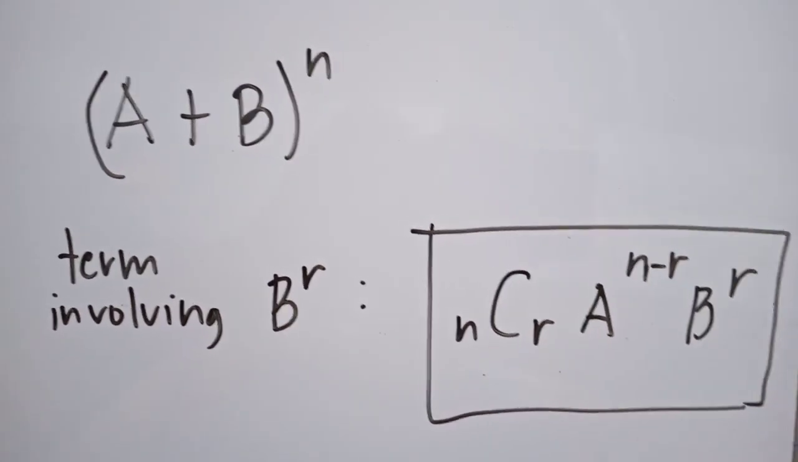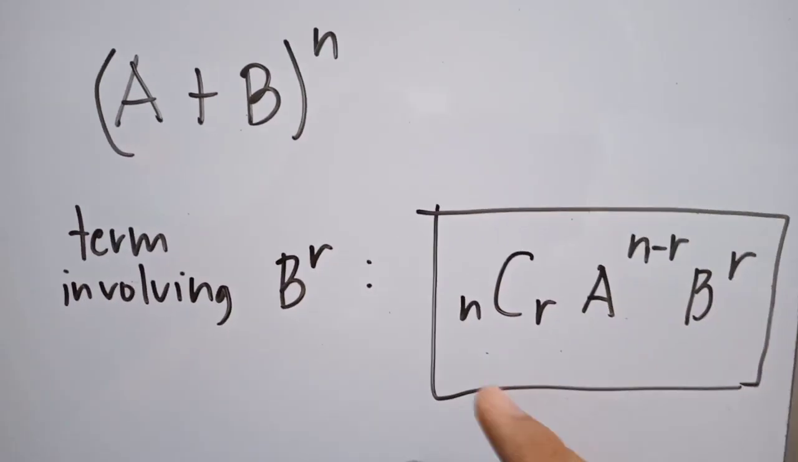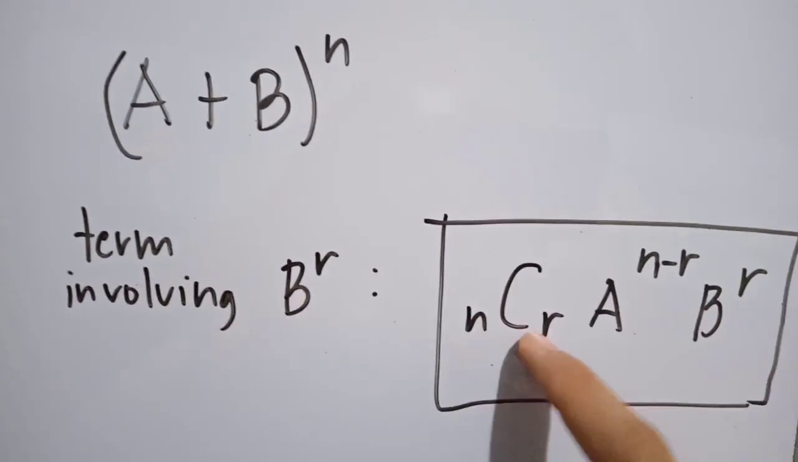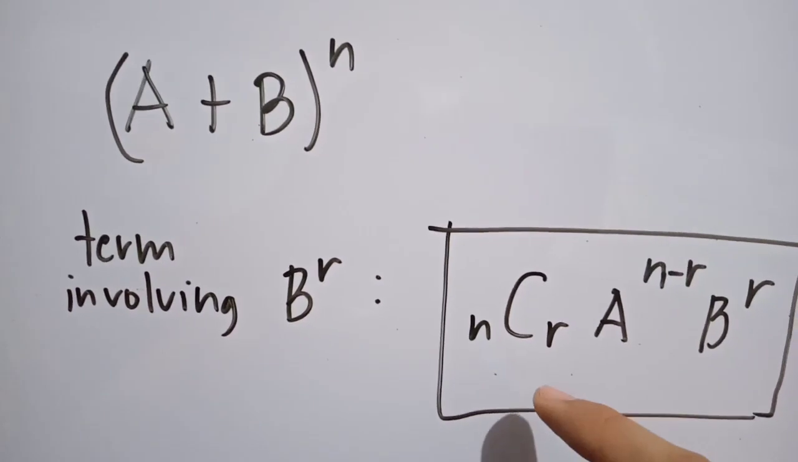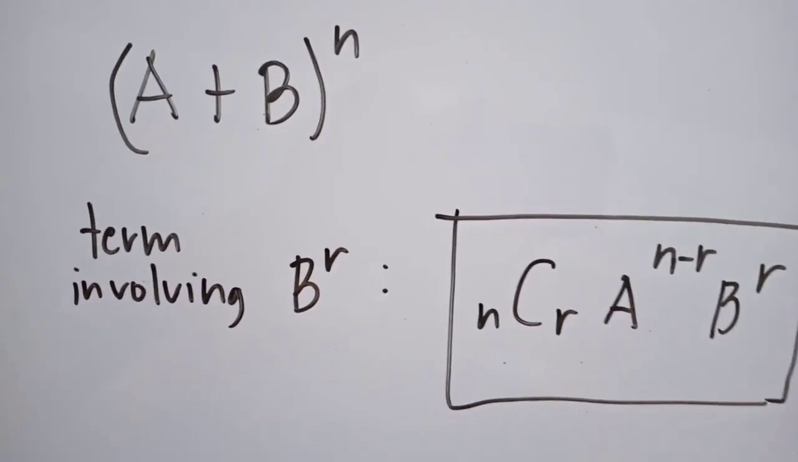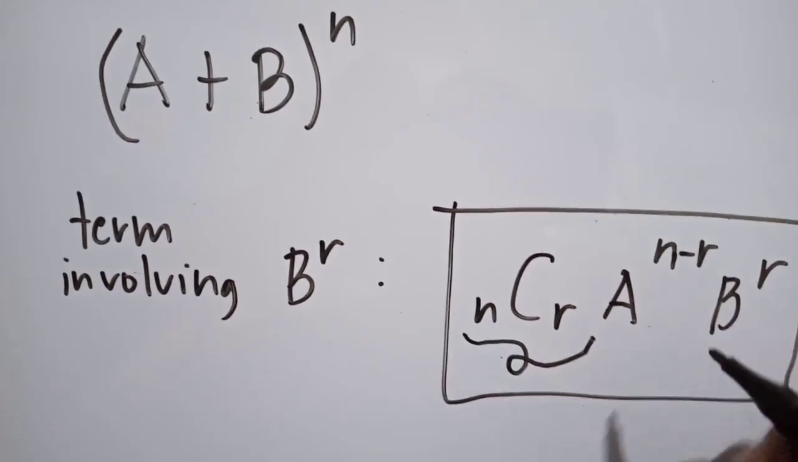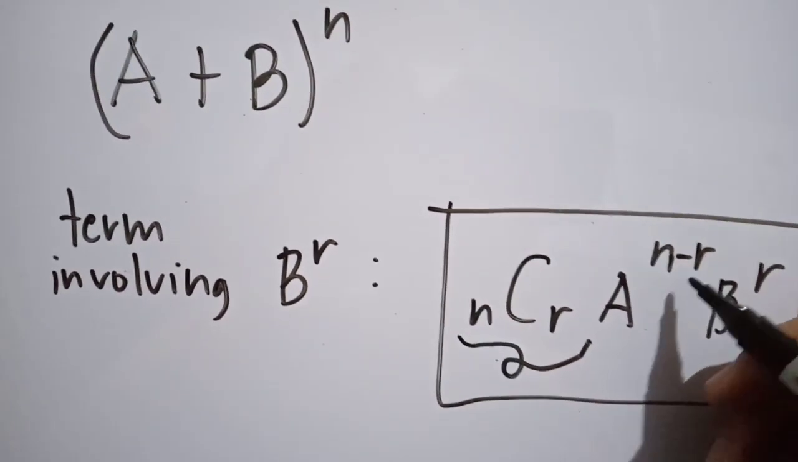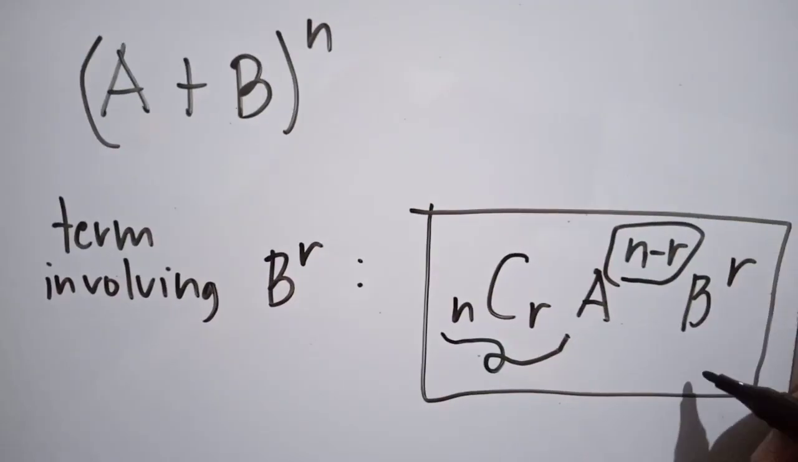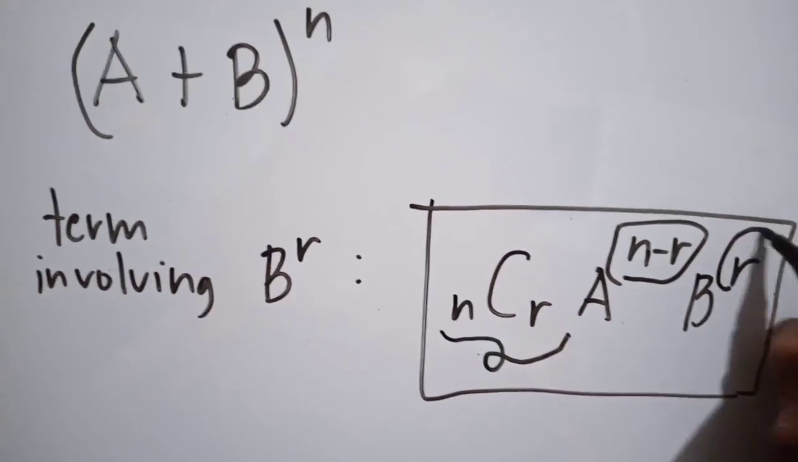So i-memorize mo na lang yung formula na yan. Madali lang naman i-memorize to kasi ito n combination of r lang naman. Tatlong key elements lang to. So ito yung una, yung coefficient niya sa labas. Tapos yung first term, yung exponent ng first term ay n minus r. Tsaka yung exponent ng second term ay r.